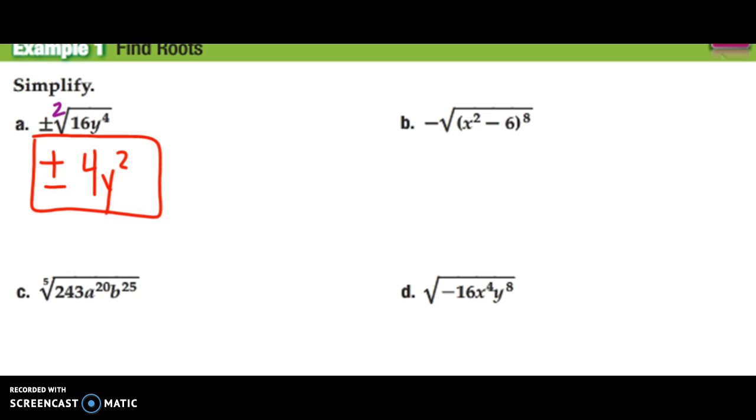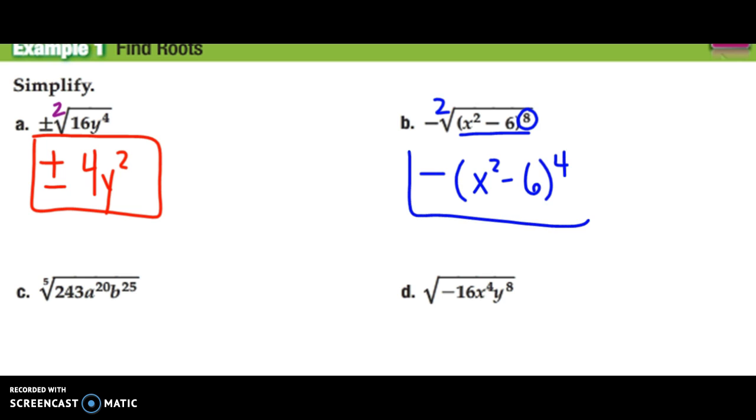Letter B. Since it's negative on the outside, I'm going to have a negative in my answer. Then I look right here. All of this is in parentheses, so I just have to look at this root right here. Since the index is 2, I take half of 8, and half of 8 is 4. So this is going to be negative x squared minus 16 to the fourth. And that's my answer.